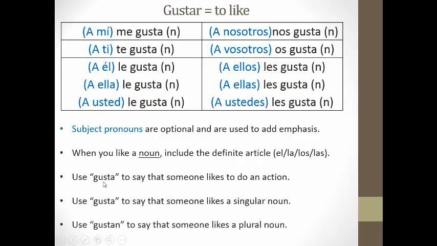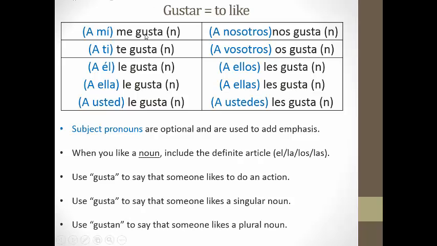Okay, some other tricky parts of gustar. You need to use the singular version, gusta, if you or someone else likes to do an action. So back to my first example of I like to read, me gusta leer. You also need to use the singular version, gusta, to say you like a singular noun. So if you said, I like Spanish class, you would say, me gusta la clase de español. And then lastly, you would use gustan if you like something plural. So my second example of I like books, you all noticed that I said, me gustan los libros.